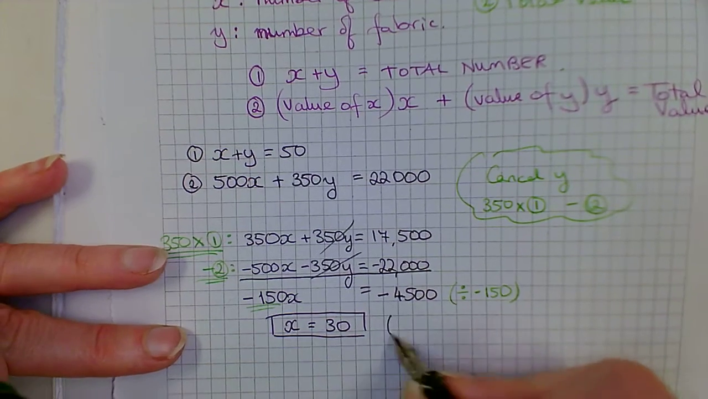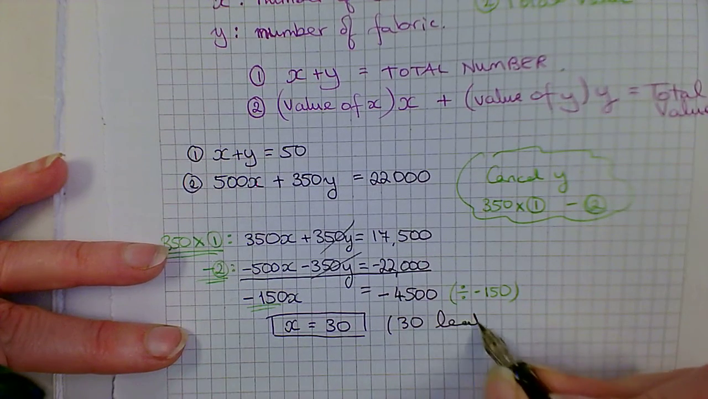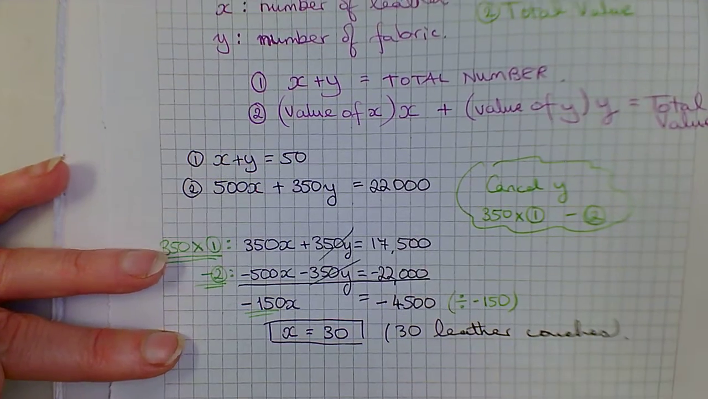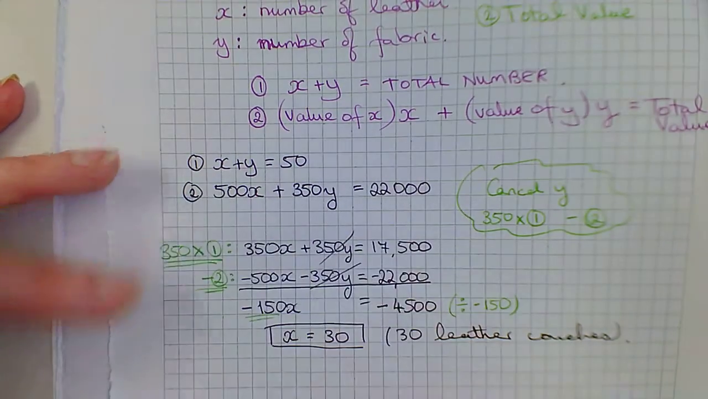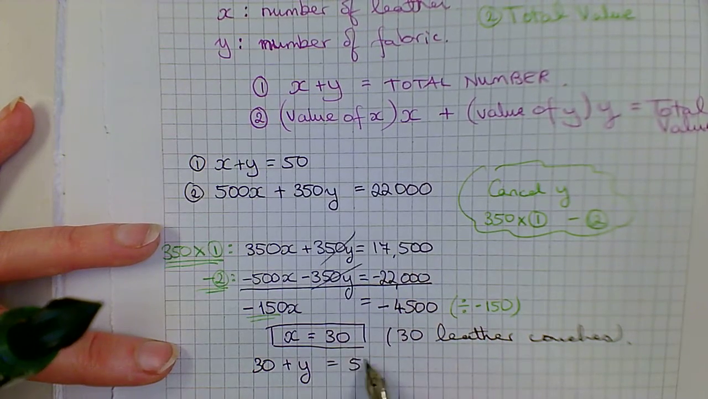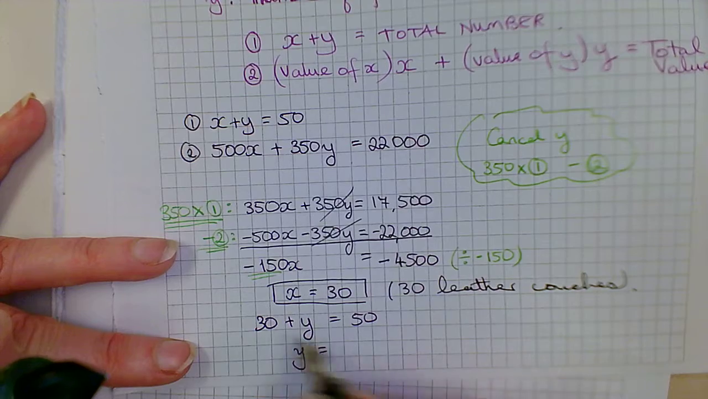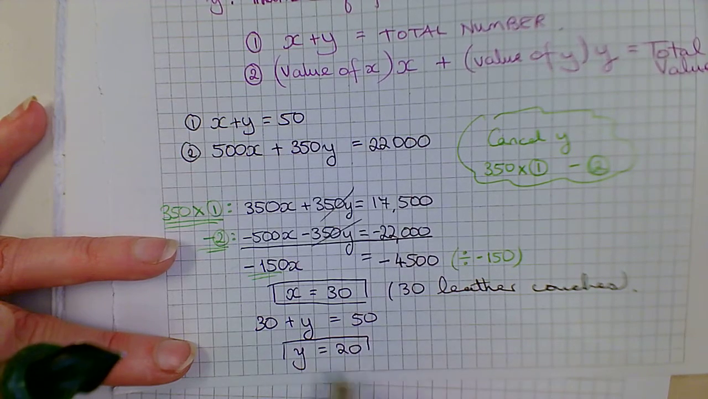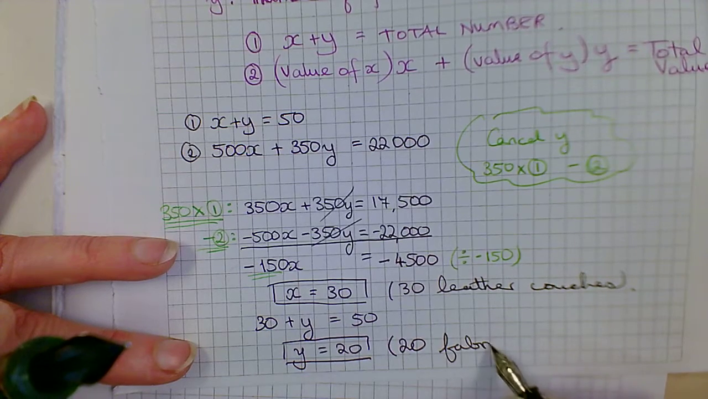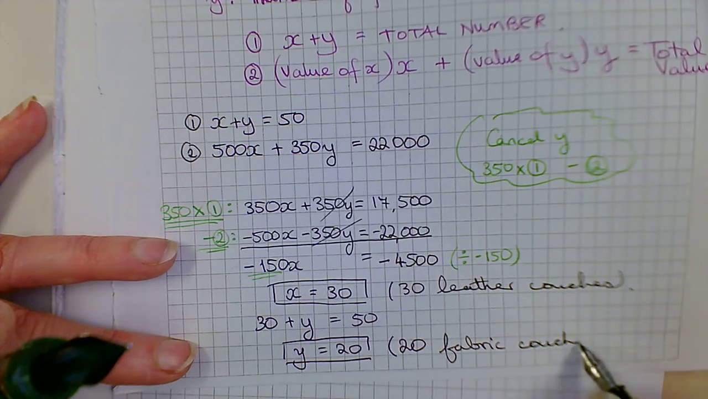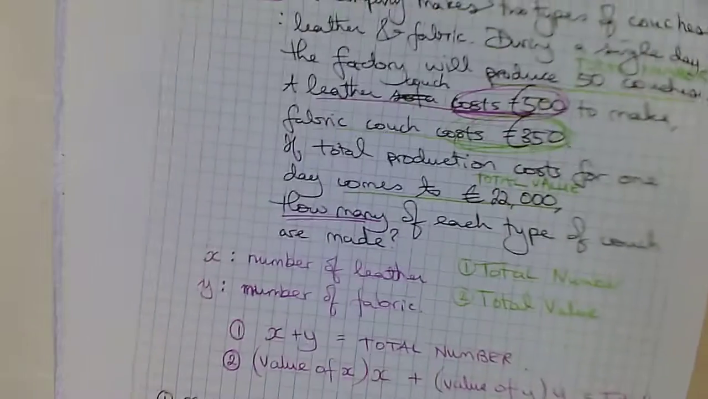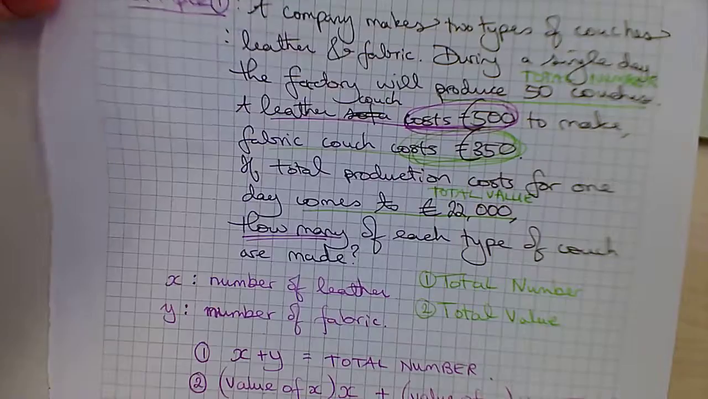What does that mean? 30 leather couches. And then I sub it back in to equation 1. So 30 plus the number of fabric couches will be 50. Y is 50 minus 30, y is 20. You could nearly just do that in your head and write it down. 20 fabric couches. So there we go. Have we answered the question? The question was, how many of each type of couch are made?